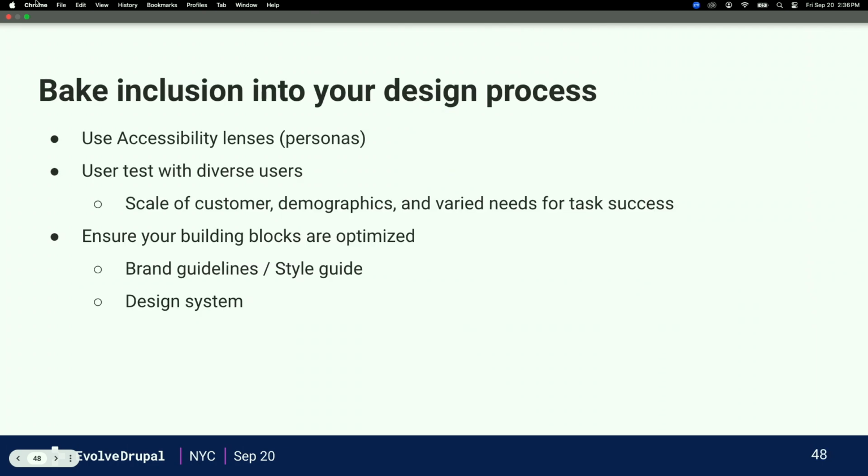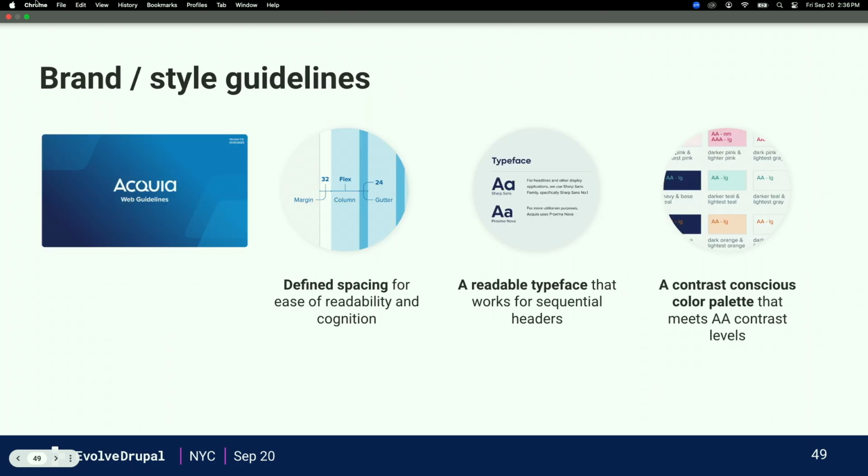And then this is really about baking inclusion into your design process. So as I mentioned, use those lenses, test with diverse users, and ensure those building blocks are optimized. I wanted to give a brief look here into how you can document, because what's also important is as you advance and make things more accessible, ensuring you have concrete brand and style guidelines. Implementing things consistently also helps users with cognition.